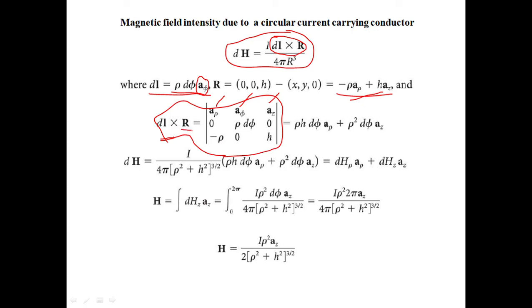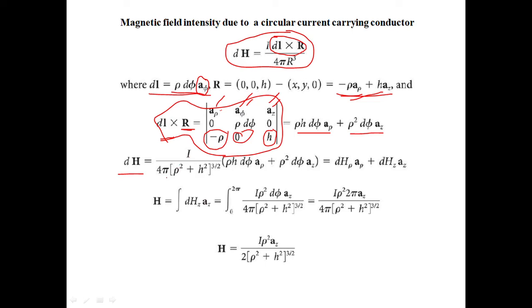And for r, in place of a rho we have minus rho. So minus rho is written here. Phi is not there, so phi will be 0. And in place of z we have h, so that h is written here. I hope you have understood. This is a simple cross product, nothing complicated. These are the unit vectors of that coordinate system, a rho, a phi, and az. When you solve this determinant, you'll get rho h d phi a rho plus rho square d phi az, right? An a rho component and an az component. So substituting it here, right?